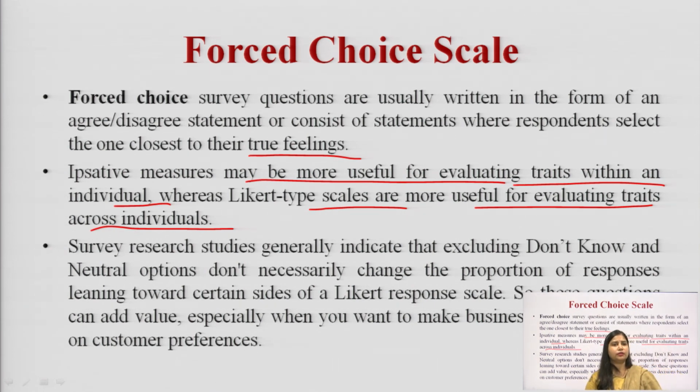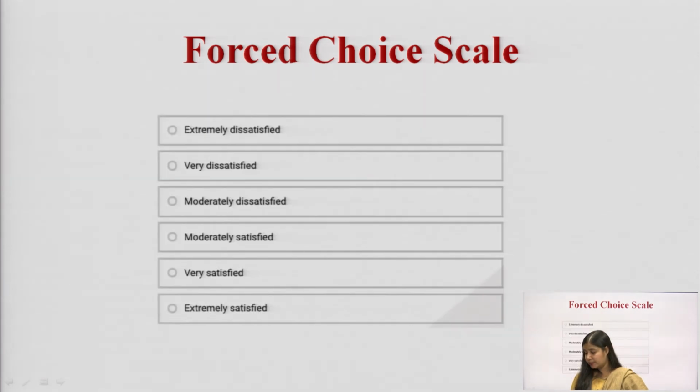And survey research studies generally indicate that excluding don't know and neutral options does not necessarily change the proportion of the responses leaning towards a certain side of the Likert scale, and such a question can add value, especially when you want to make a business decision or understand customer preference, because here there is no option like no opinion or neutral. So, you will get a clear-cut response from the respondent.